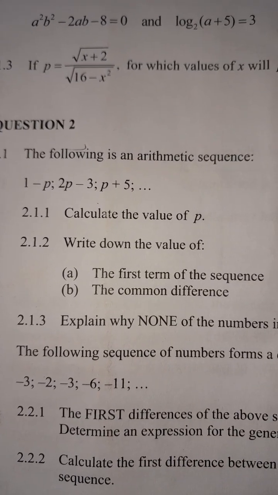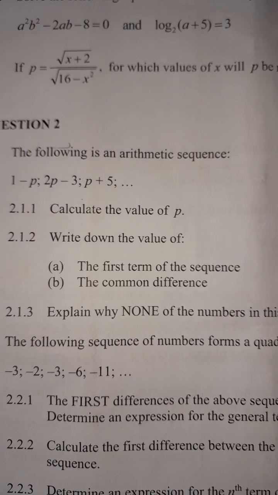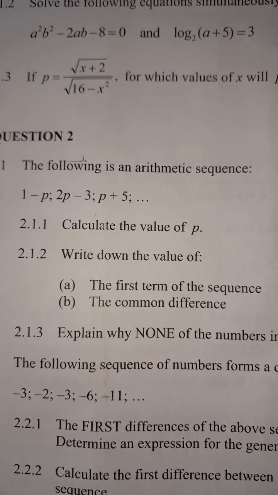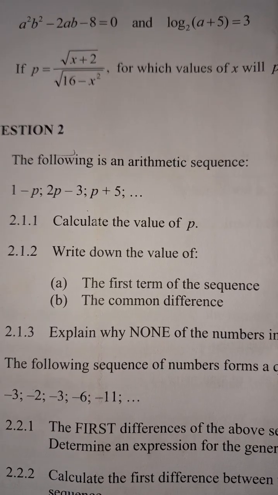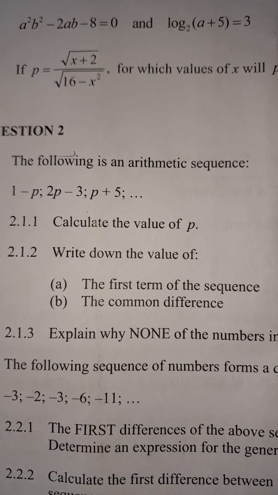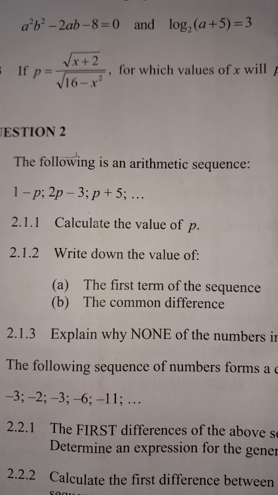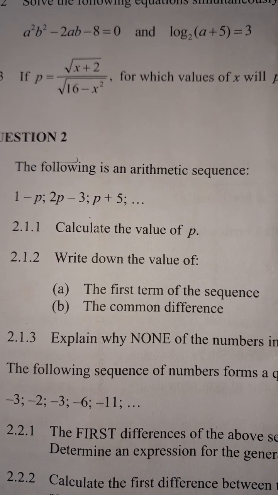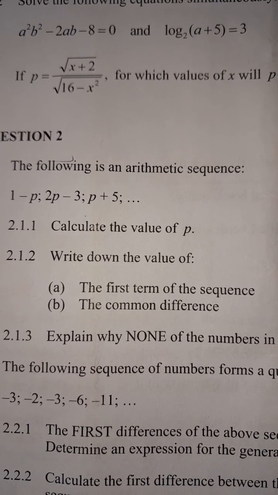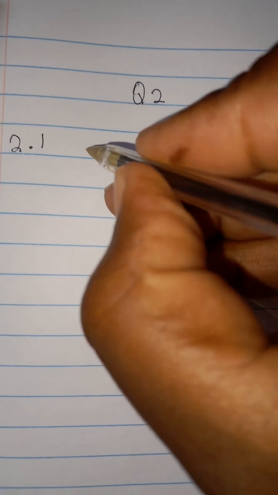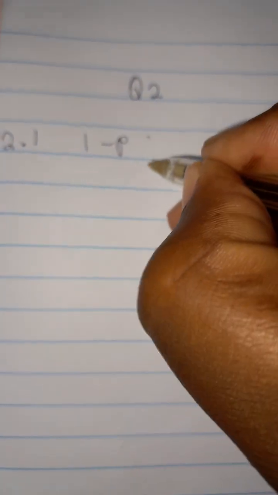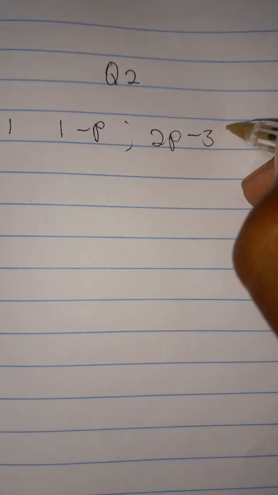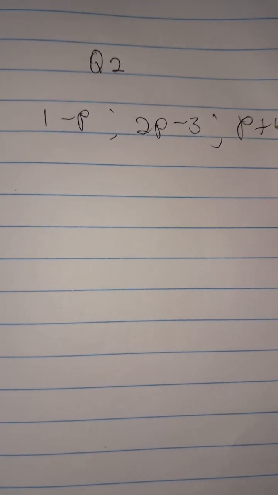Right, we can see that we're given in terms of variables. So we have to work out the variable p here. What you should denote is that when you're working with variables, remember that it's t2 minus t1, t3 minus t2. That's the technique that we are going to use here to find the value of p. So without wasting time, let's do it. Mind you, we are given 1 minus p as well as 2p minus 3 as well as p plus 5.